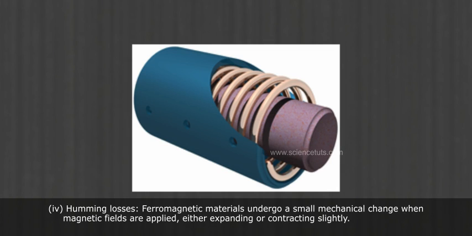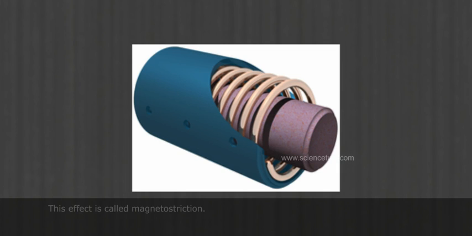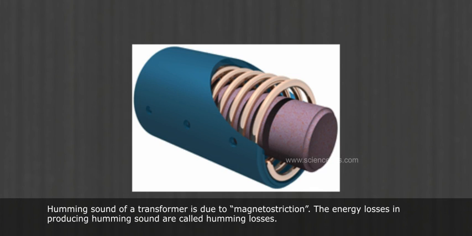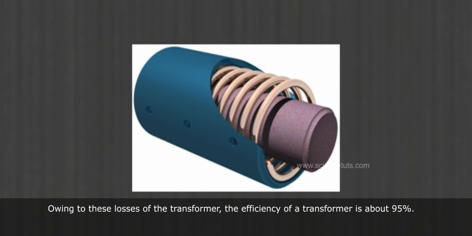4. Humming losses. Ferromagnetic materials undergo a small mechanical change when magnetic fields are applied, either expanding or contracting slightly. This effect is called magnetostriction. The humming sound of a transformer is due to magnetostriction. The energy losses in producing the humming sound are called humming losses. Owing to these losses, the efficiency of a transformer is about 95%.